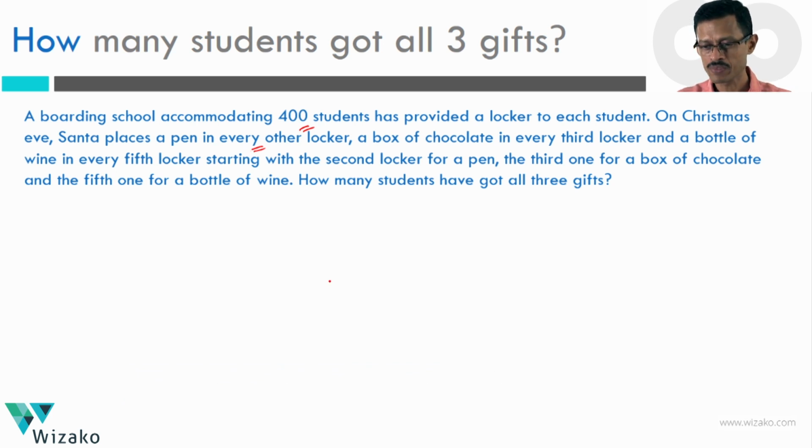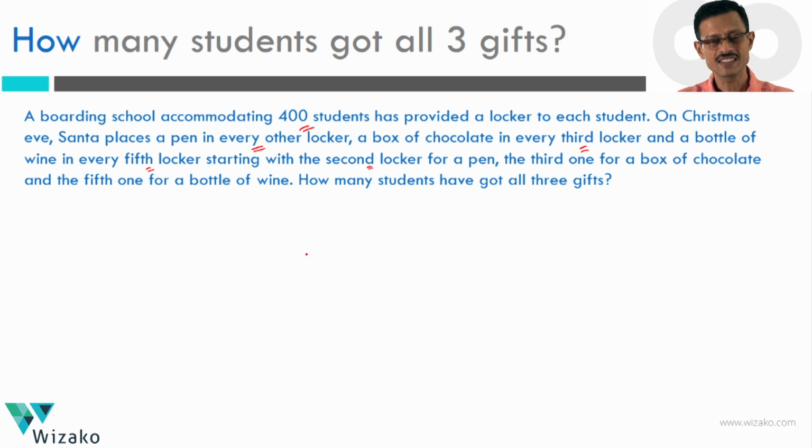That's essentially the idea. A box of chocolate in every third locker and a bottle of wine in every fifth locker. What is the starting point? Second locker for a pen, third one for a box of chocolate, and fifth one for a bottle of wine.